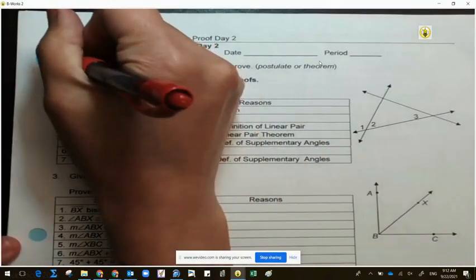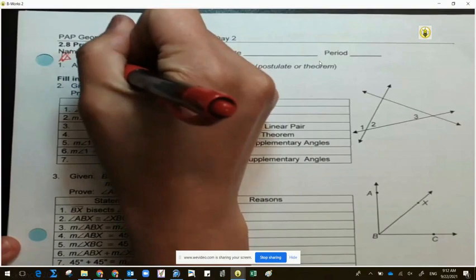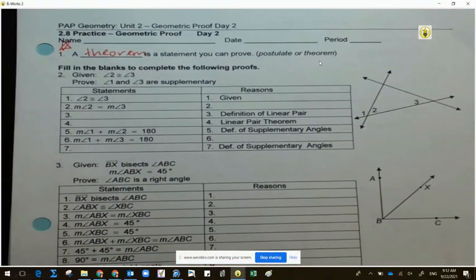Make sure you know how to spell theorem. It's theorem. It is a statement that you can prove, whereas the postulate from Unit 1 was a statement that is accepted as a fact. And I'm going to go on to number 4.